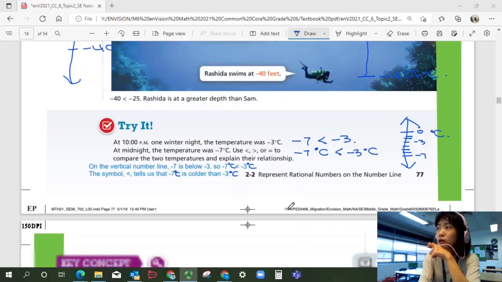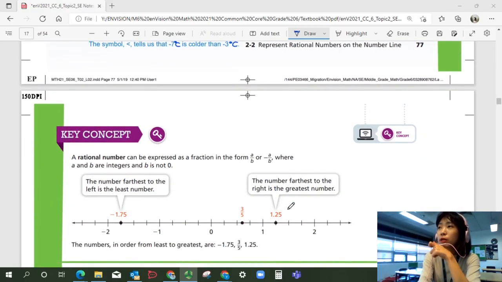Let's sum up our lesson. A rational number can be expressed as a fraction in the form a over b or negative a over b, where a and b are integers and b is not 0. So all rational numbers can be written as fractions. So all numbers that you already know are mostly rational numbers. There are some numbers that are not rational numbers, and we'll talk about that later. But yeah, there are numbers that you cannot write as a fraction. But almost all the numbers that you see right now would be rational numbers.